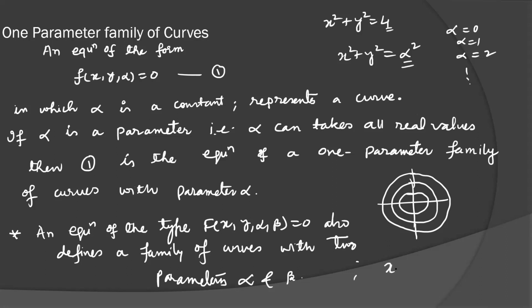Suppose, for example, you have (x minus alpha) whole square plus (y minus beta) whole square equal to 4. This is the equation of a circle with center (alpha, beta). But if the center is variable, it can be any value. Suppose alpha equal to 1, beta equal to 1, then the center is (1, 1). If alpha equal to 2, beta equal to 4, the center is (2, 4). Then you have another family of circles which have the same radius but different centers. In the case of the center, you have two parameters, alpha and beta.